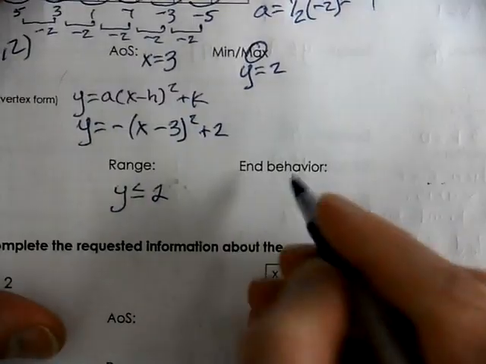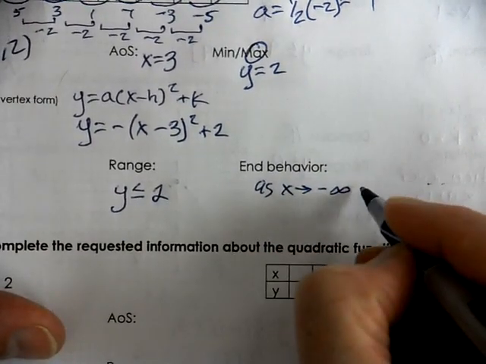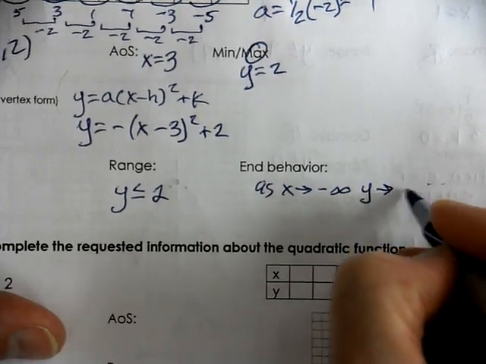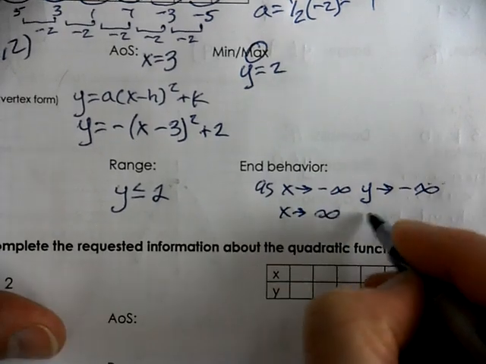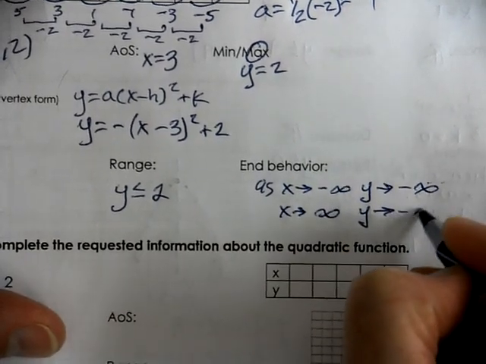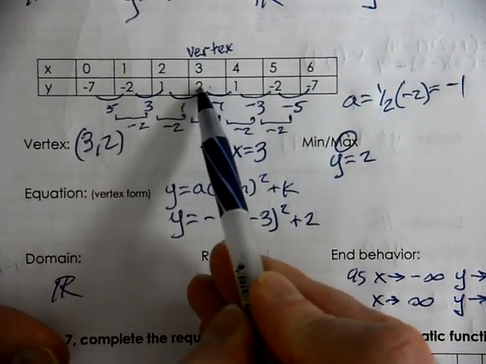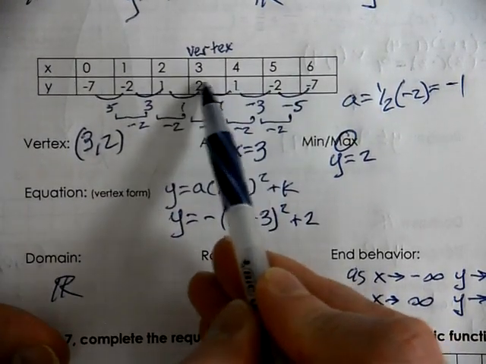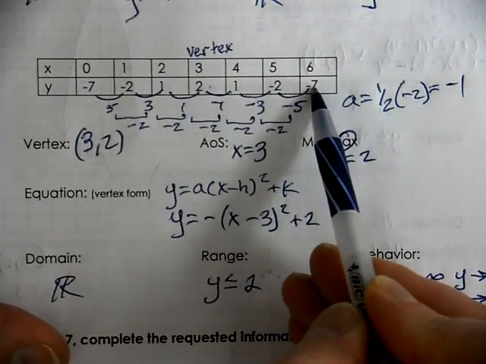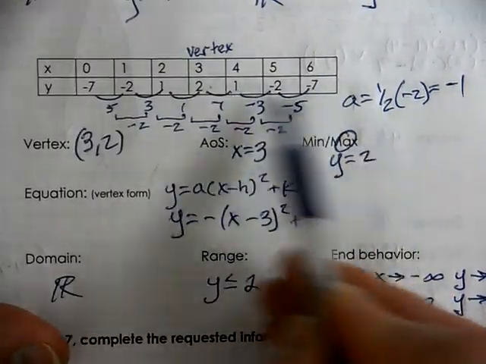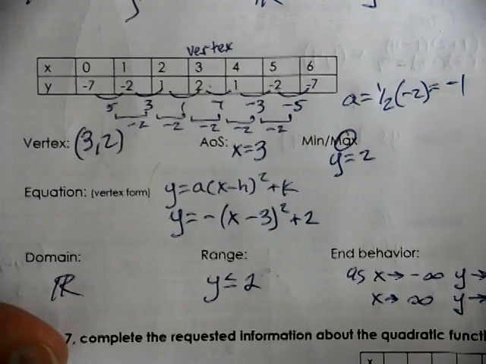And the end behavior, as x approaches negative infinity, our function is going down. And as it approaches positive infinity, our function is going down. How do you know it's down? Because if you look at the table, this is your vertex. 1 is smaller, -2 is even smaller, -7 is even smaller. It's falling down, opening downwards, this parabola would.